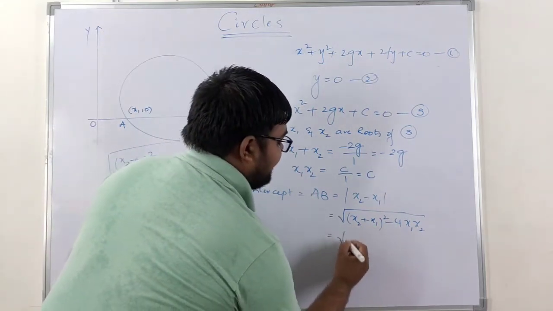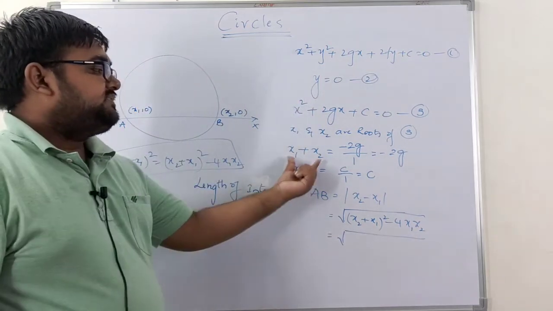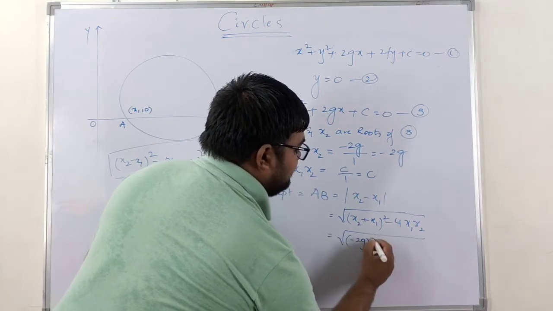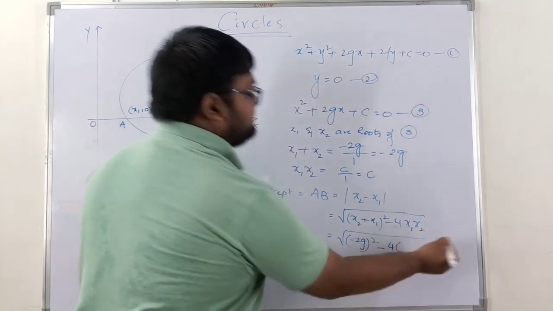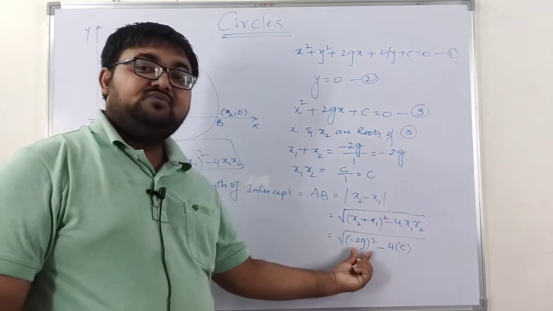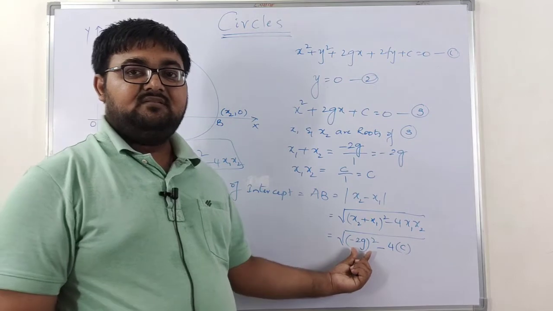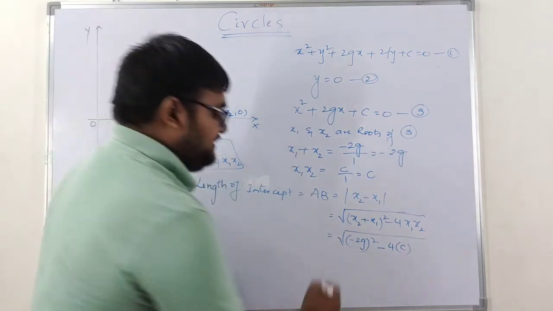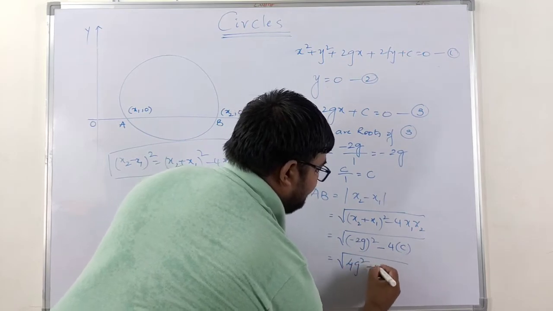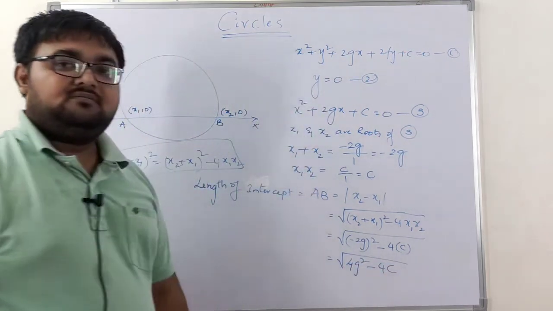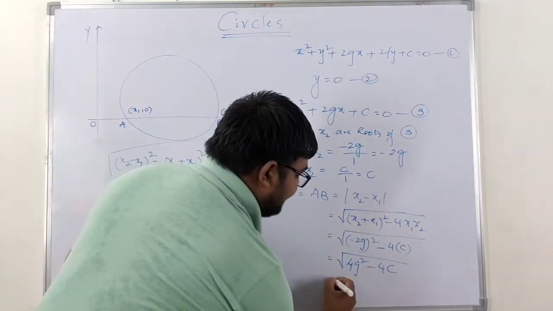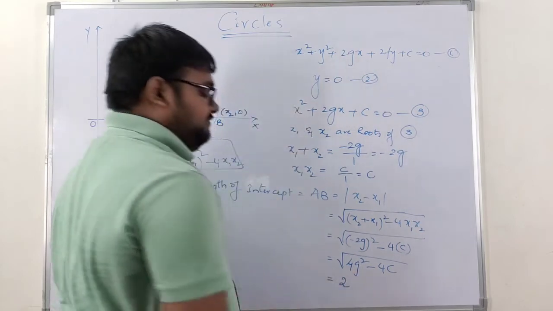Now substitute these values. x2 plus x1 is minus 2g, whole square, minus 4 into x1 x2, which is c. Now (minus 2g) whole square is 4g square, because minus becomes plus, right? So this becomes 4g square minus 4c. Now I can take this 4 out of the square root by taking it as common, and then that 4 will become 2.